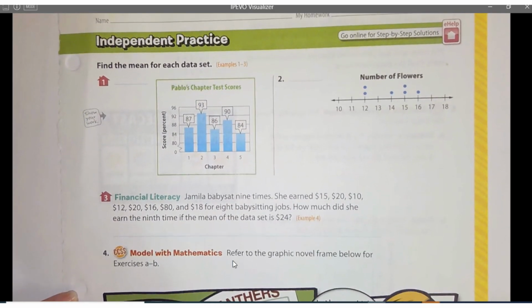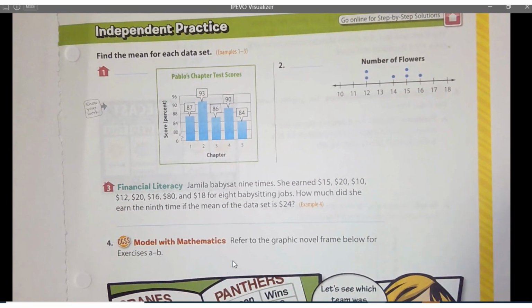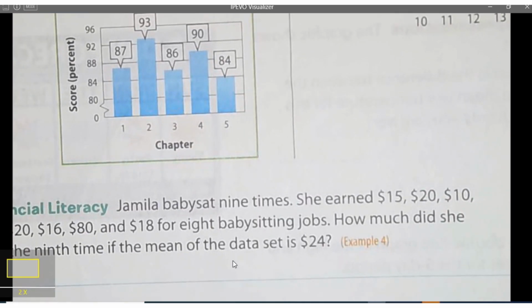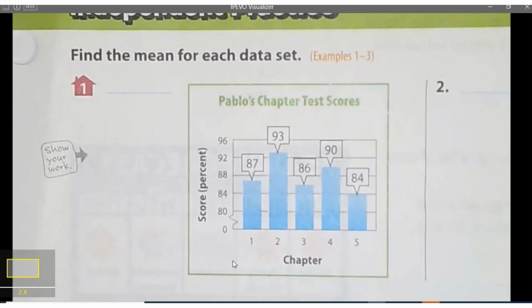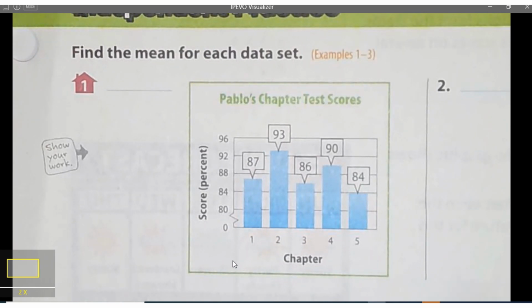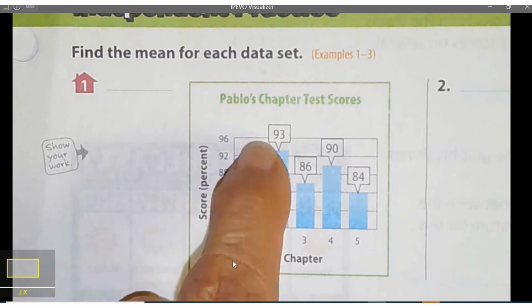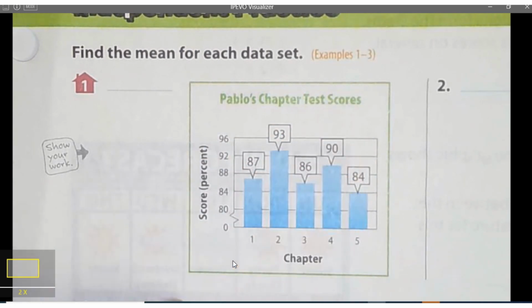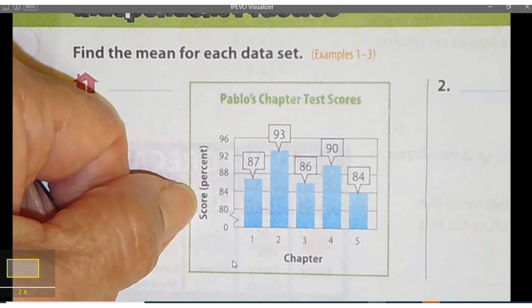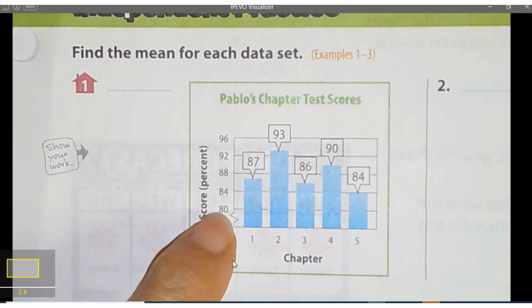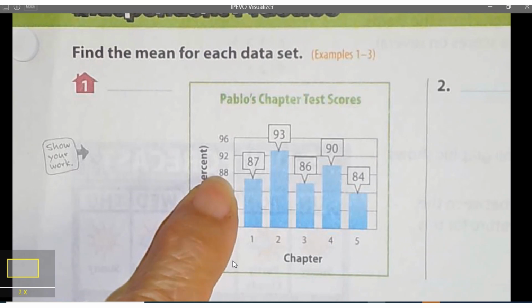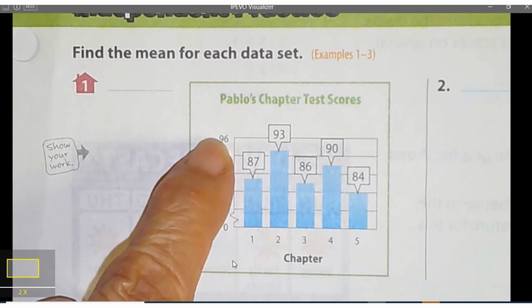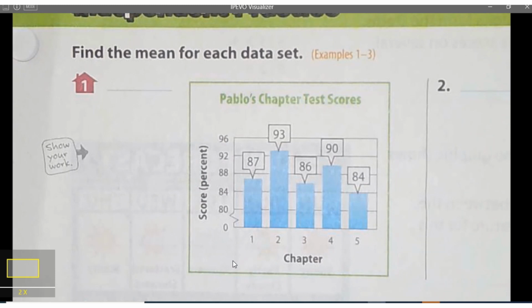So let's bring this just slightly closer for you so we can read this. There we go. And then I'll go ahead and decrease it. So here we have a table, and these are graphs. Pablo's chapter test scores. Right here on this side we have his scores. It says the percentages. It starts at 0, goes from 80 to 84 to 88, 92, and then 96. Those are his scores. Down here are the chapters.